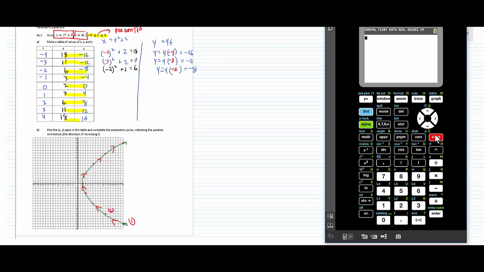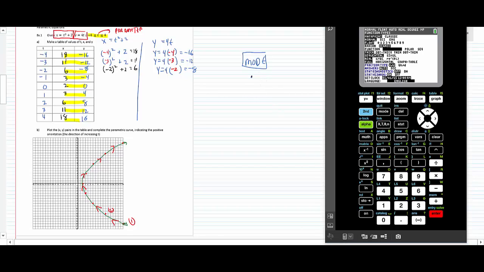So, first thing that you want to do, you may have to make some notes on this because I didn't put this on your handout, is press the mode button. You're probably on function mode. You want to go to where it says parametric, then press enter. So you've got to get that changed to parametric.